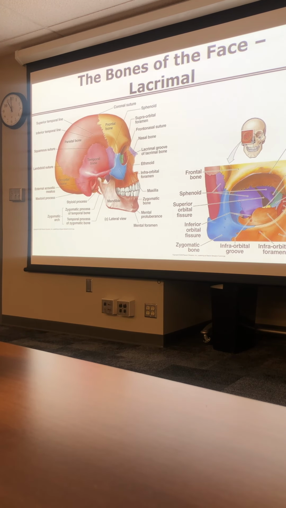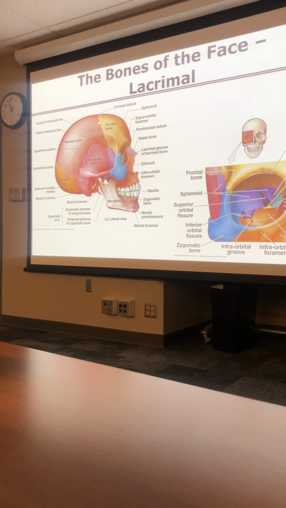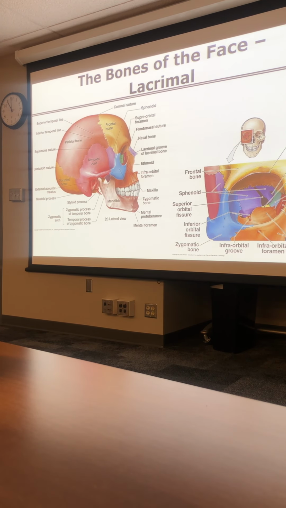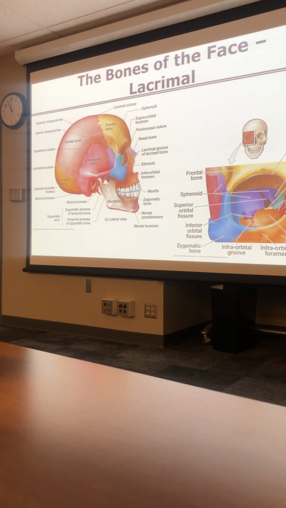So the lacrimal bone is situated in the medial portion of the orbit. It has a shallow groove in it called the lacrimal groove. And that leads to a narrow passageway called the nasolacrimal canal. The opening to the nasolacrimal canal.